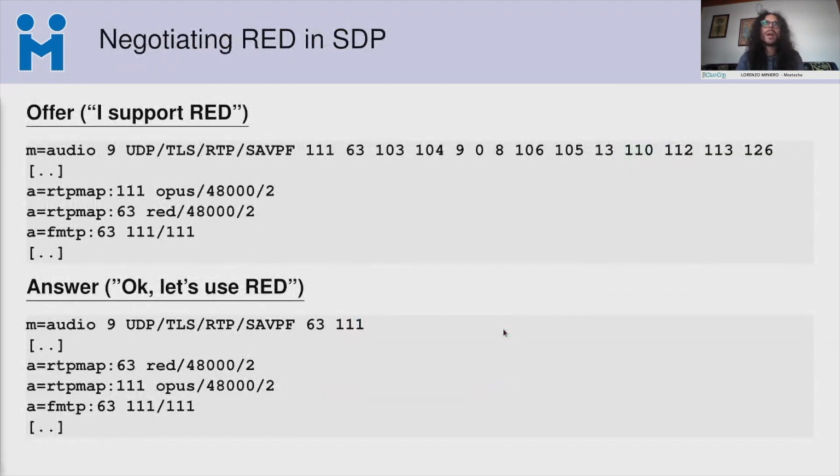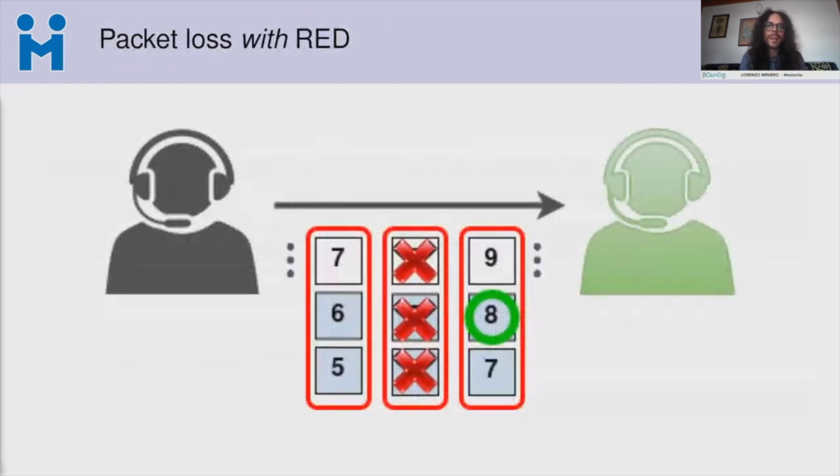And negotiating RED is actually pretty easy. You just need to add a new RTP map and negotiate it as a different payload type. And then you specify which payload type you want RED to be associated with, mostly because, as we've seen in this slide, in order to group multiple packets within a single RTP packet, you have to use a custom payload format within RTP, and that's basically what RED is all about.